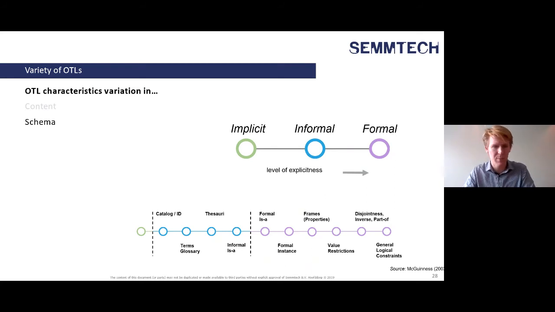Another thing in which object type libraries tend to differ is in the sense of their schema. Now, this is a bit of a scary bit for most people because it's very technical in nature, these schemas.